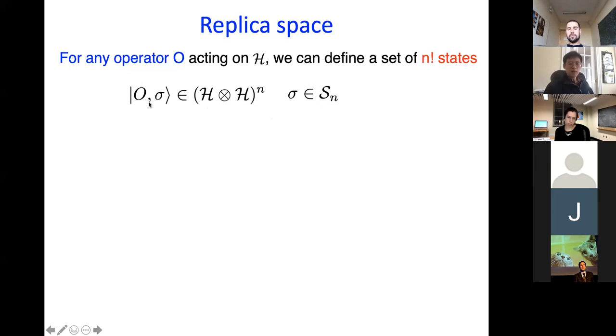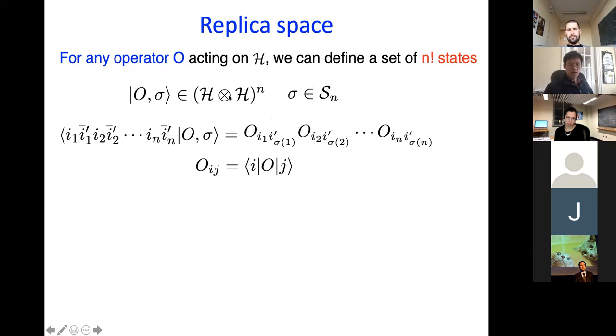We define this state by looking at its overlap with a basis of these 2n copies of the Hilbert space. Let's take some basis, say I1 corresponding to the labeled basis for one copy, then I1 prime for the second copy, and then you have n of them. We define the overlap of this state with the basis in terms of the matrix element of O, and the permutation group plays the role of permuting the second indices of the matrix element. Since you may not have seen this on a daily basis, let me leave this for a second for you to stare at it.